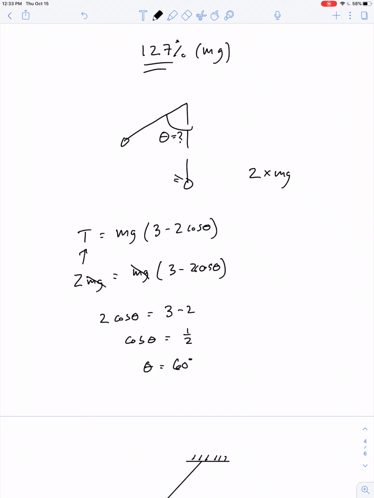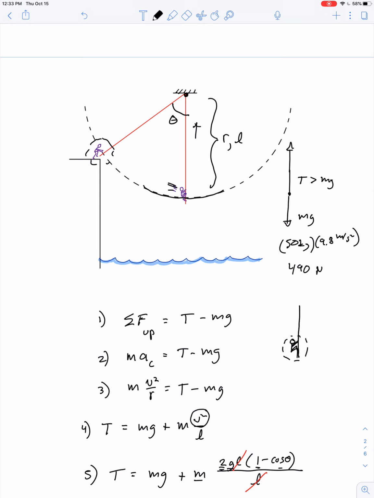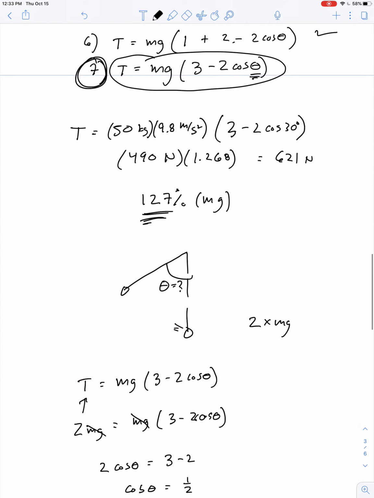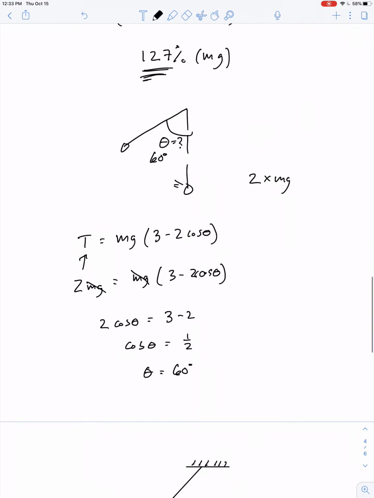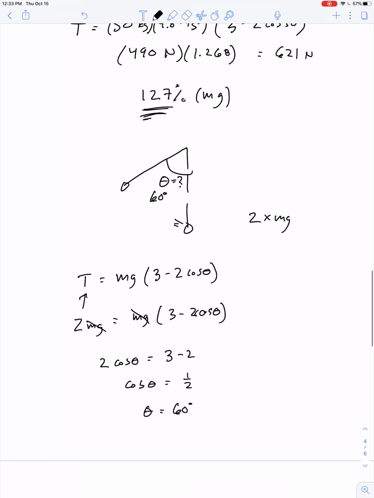Yeah. If you were to swing on a rope swing, pulled back at an angle of 30 degrees, you have to be strong enough to hold 127% of your body weight. If you increase that angle up to 60 degrees, now you have to be strong enough to support twice your body weight.